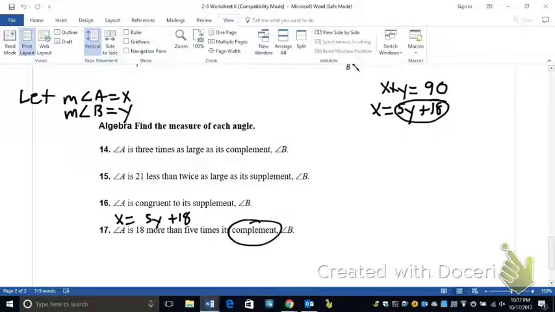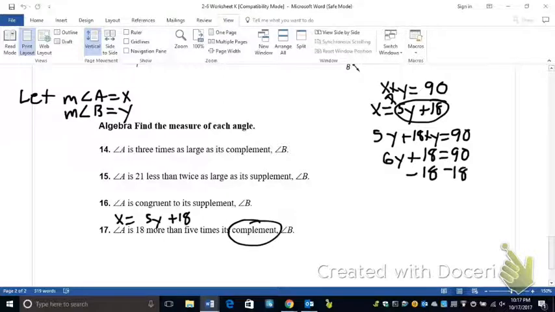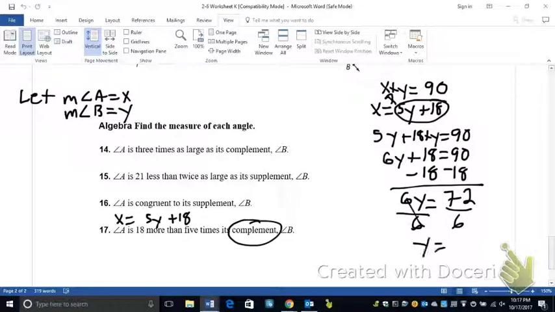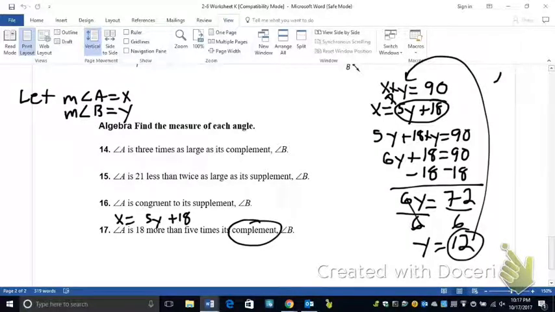Again, substitution. We're going to take that 5y plus 18 and plug it in for x. And we get 5y plus 18 plus y equals 90. Combine like terms, 6y plus 18 equals 90. Subtract the 18 from both sides. And we get 6y equals 72. That's not right. It's 62. No, it is 72. I was right the first time. So y equals 12.